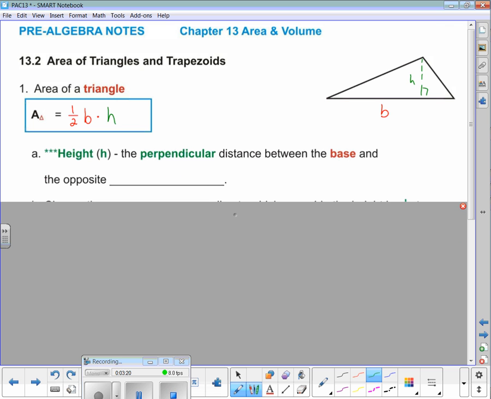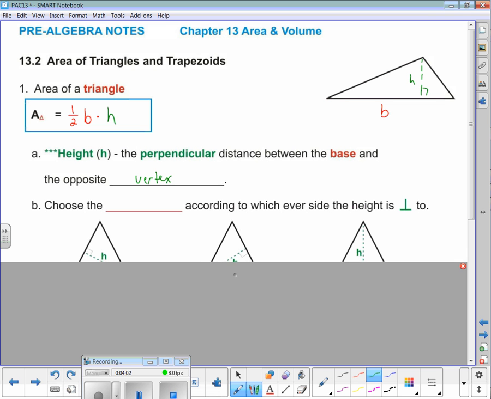So remember, the height is always the perpendicular distance, but for a triangle, between the base and the opposite, I'm going to do this in green, vertex. Every triangle really has 3 different sides, so it could have 3 different bases, and therefore 3 different heights, depending upon which side you chose for your base.